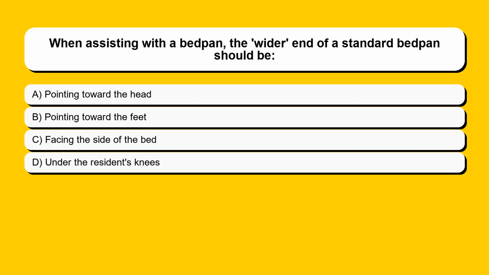Question 16. When assisting with a bedpan, the wider end of a standard bedpan should be: Option A, pointing toward the head. Option B, pointing toward the feet. Option C, facing the side of the bed. Option D, under the resident's knees.